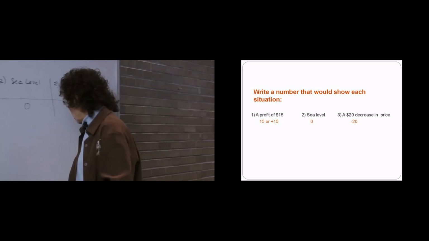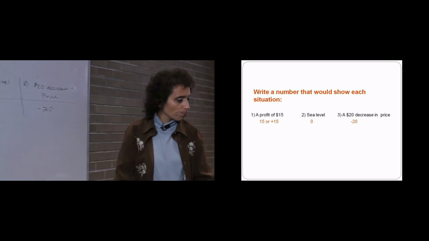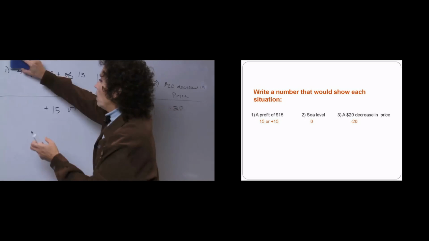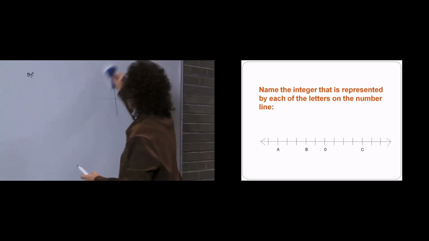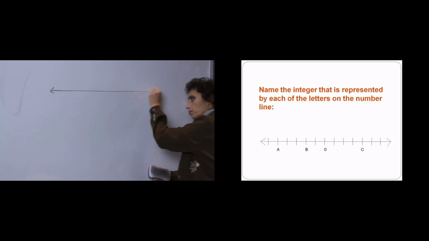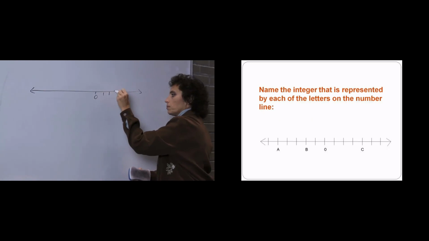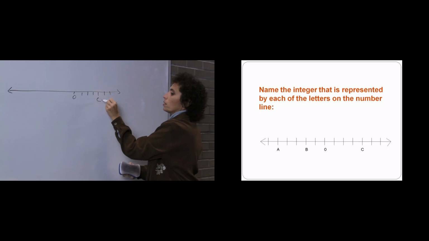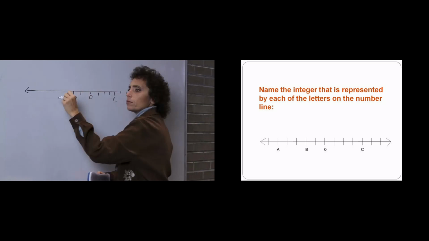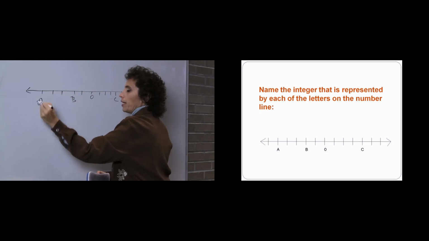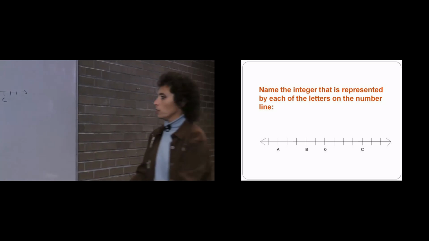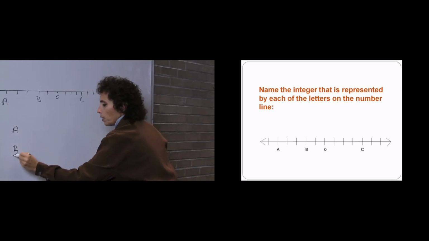Okay, now let's just look at a number line, and let's see if we can figure out what number is indicated on this number line. All right, so let me put 0 in the middle. Let me put C here. Let me put B here. Let me put A here. And let's talk about what numbers these actually represent. Okay, so A, B, C.